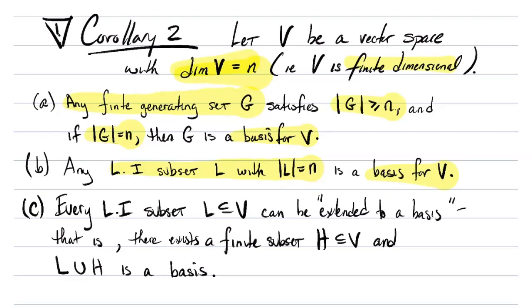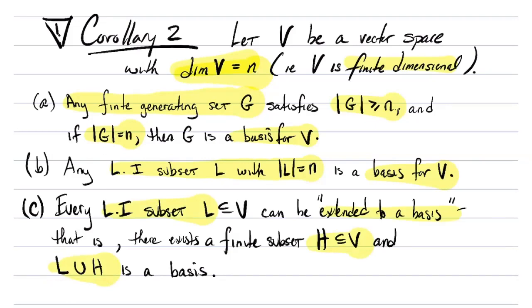The third condition is that every linearly independent subset can be extended to a basis. So what do I mean by that? What does it mean to be extended to a basis? It means if you give me a linearly independent subset L, I can find some other subset that I can union with your linearly independent set to become a basis. I can add things, if you like, to L until I get a basis.